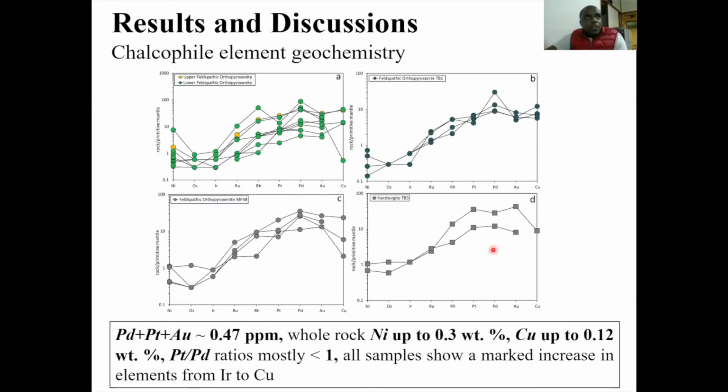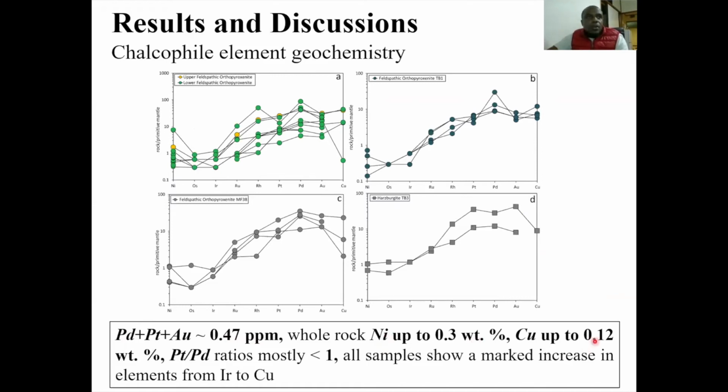If we move on to the patterns of the platinum group elements across all the drilled cores that we have studied and all the different rock types, we see the same pattern, which is characterized by enrichment of elements from iridium to copper. The highest grade of palladium and platinum together with gold is around 0.47 ppm, and whole rock nickel we have up to 0.38% and copper 0.12.